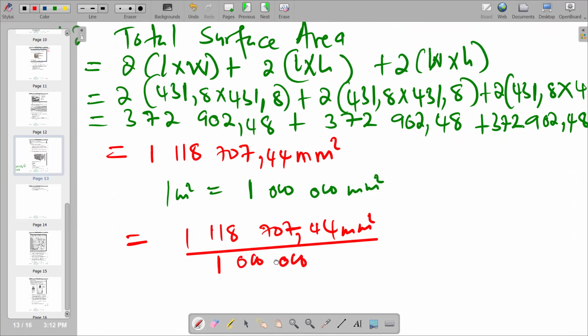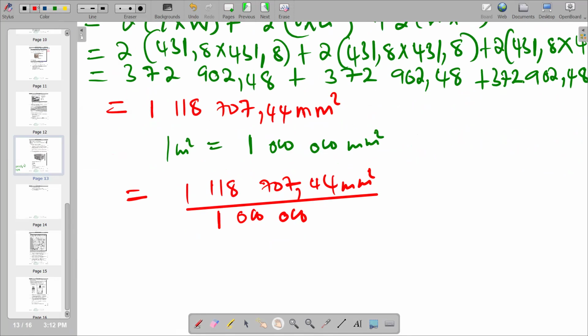So we divide there. Obviously, this is going to be our millimeter squared. So we divide there and see what we get. You get 1.1, true, obviously, to two decimal places, meter squared.